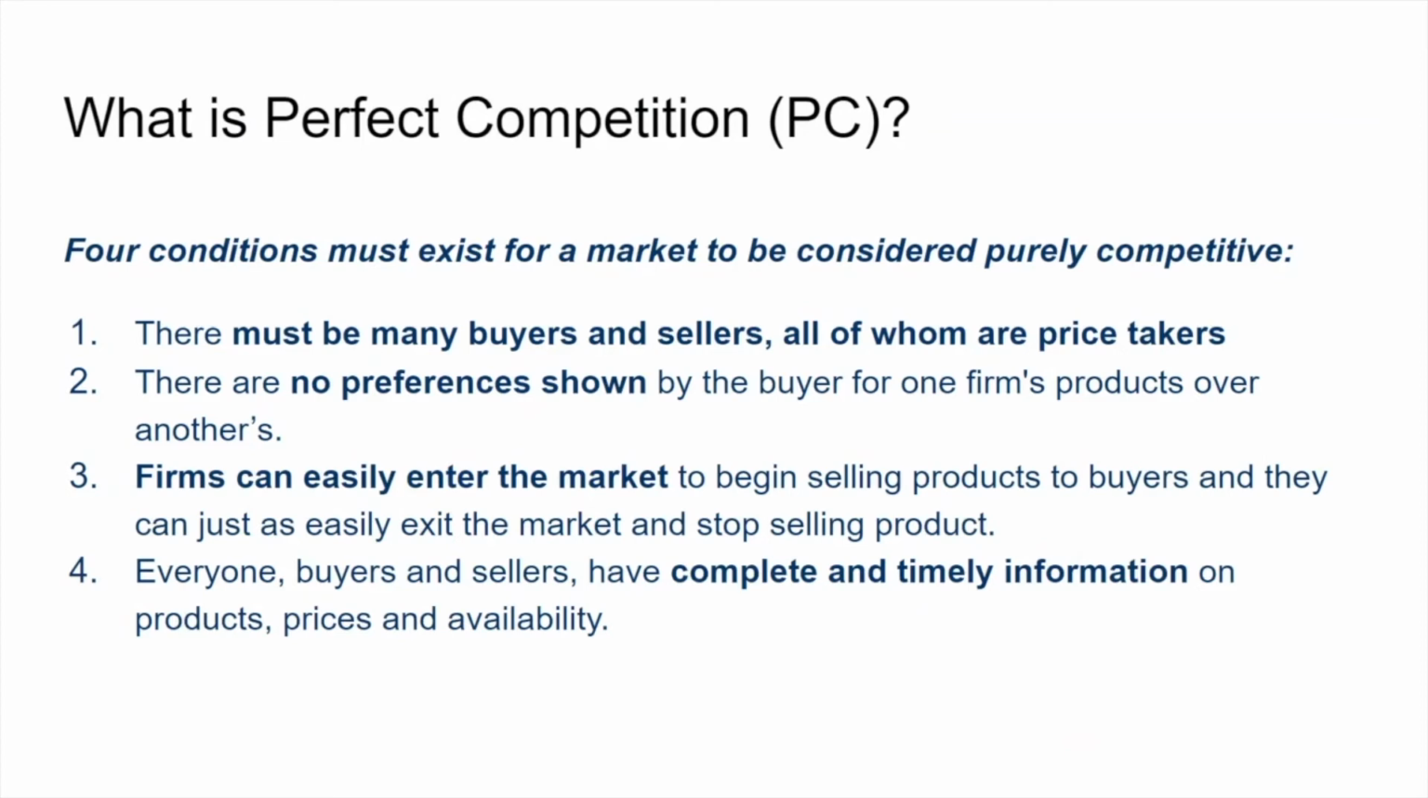Four, everyone, buyers and sellers, have complete and timely information on the product, prices, and availability. Normally, for example, the stock market is a good example of a tool that is used to inform people how valuable a product is. And I shouldn't use the word stock market. I should use the commodities market. It's the stock market, but it's for commodities. So things are traded on that market hourly.